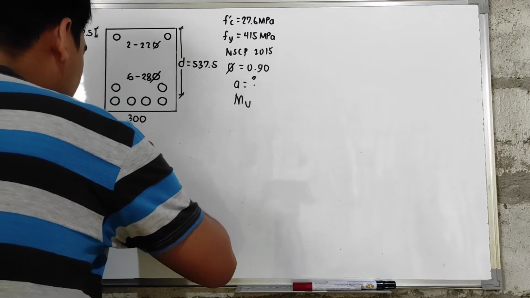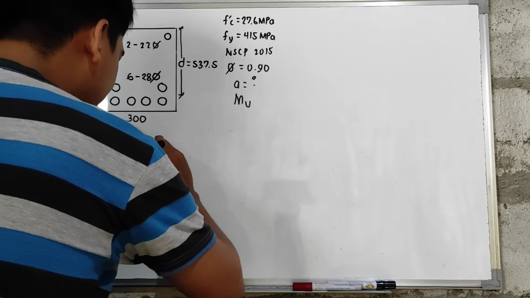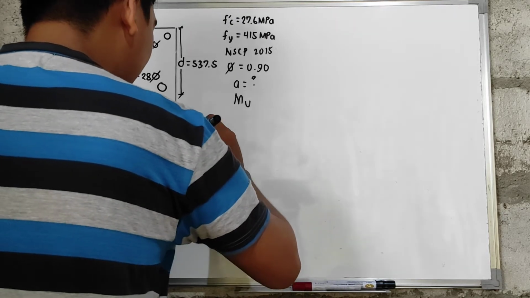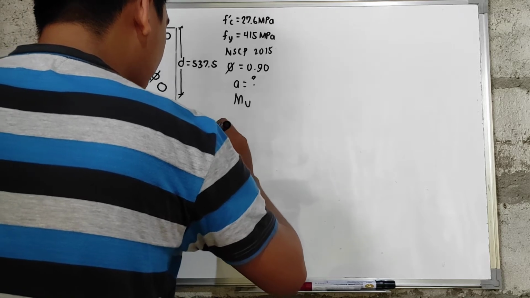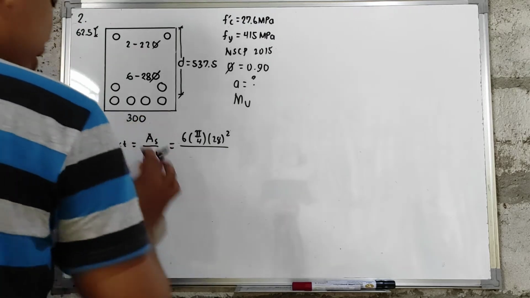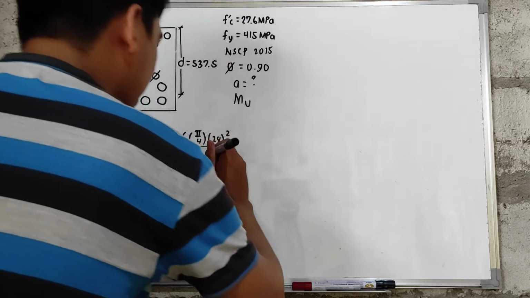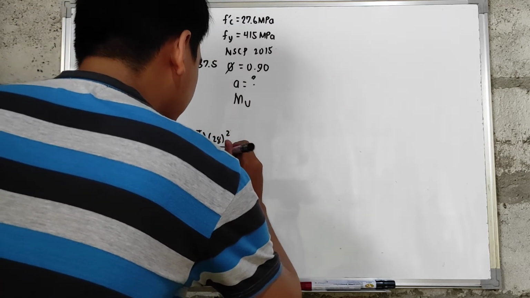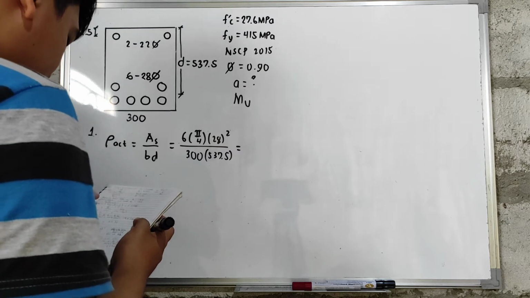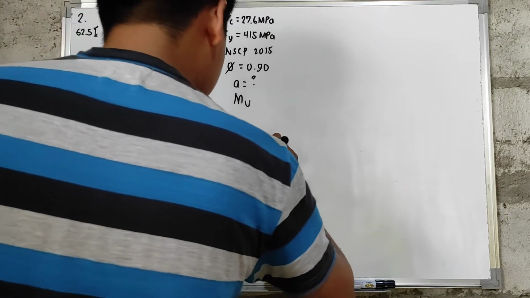We're going to calculate the value of your rho actual. Rho actual is As over bd. So we have 6 pieces of steel bars with a diameter of 28 mm. The base is 300, and our effective depth is 537.5. So you will have a value of your rho actual which is equal to 0.0229.